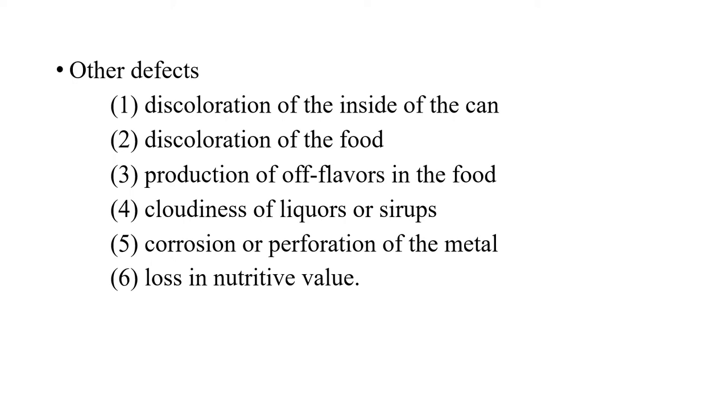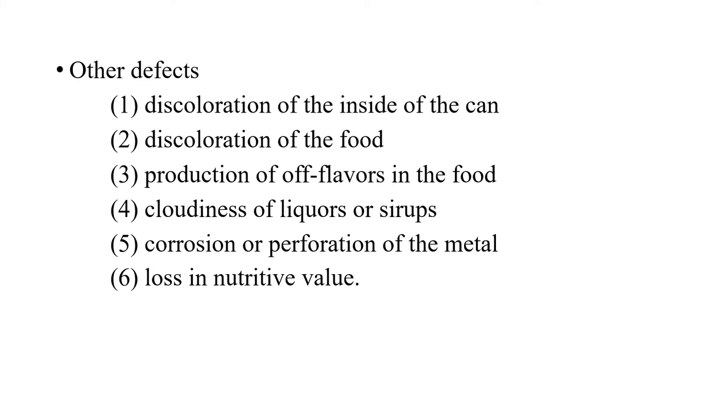So other defects that occur in the canned food due to chemical causes, first and foremost, is the hydrogen swelling, and other common types of defects due to these chemical causes are the discoloration of the inside of the can, or the discoloration of the food. Discoloration can be either of the can or the food, and it also leads to the production of some off flavors in the food, cloudiness of liquids or syrups, corrosions or perforations of the metal, and also the loss in the nutritive value.